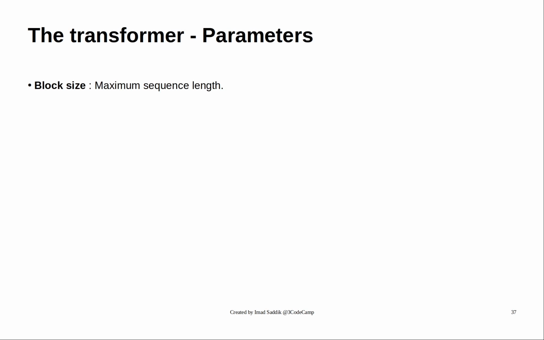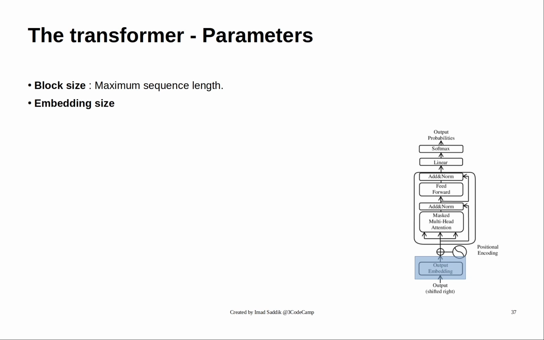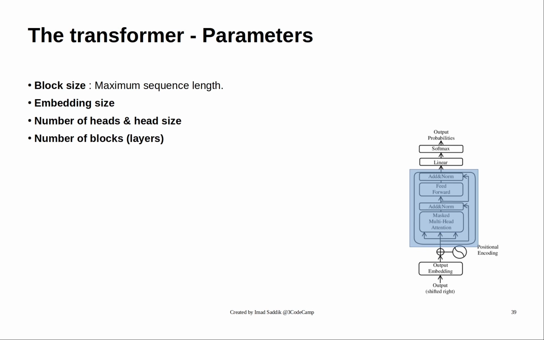Now let's talk about the parameters that we can set. The block size defines the maximum sequence length that the model can handle as input. The embedding size refers to the size of the vector used to represent each token. The number of heads and head size are parameters used by the self-attention layer to process different parts of the sequence in parallel. Lastly, the number of blocks determines how many times we duplicate the block.